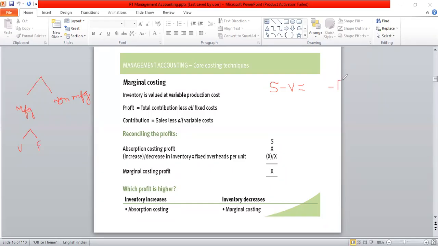This is also a profit only by deducting variable cost and then deducting the fixed cost to arrive at what is profit. But generally, absorption costing talks about from the total sales revenue, the total cost is deducted and arrive at the profit.